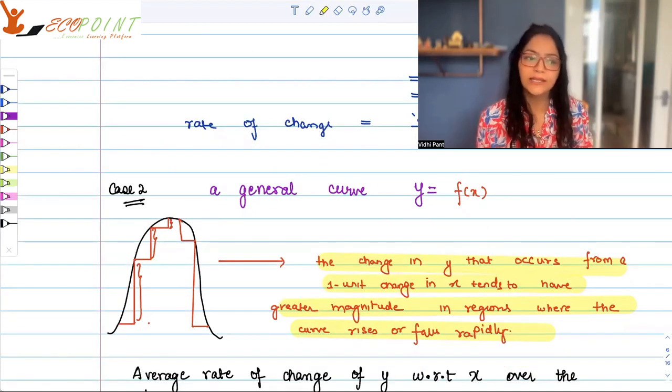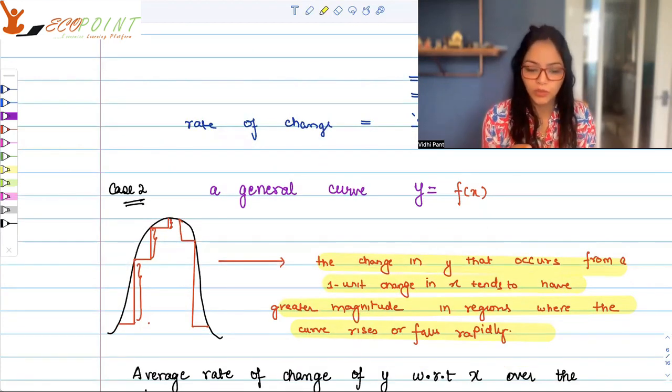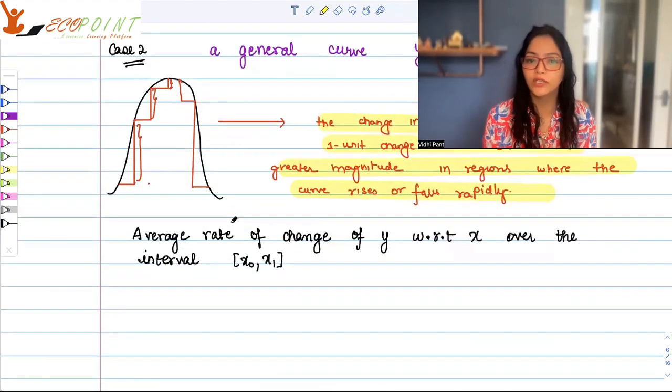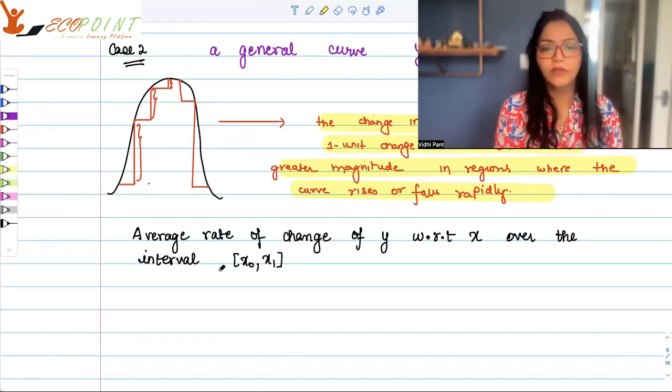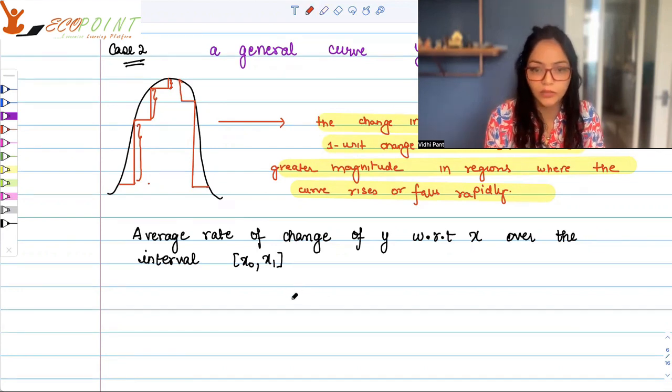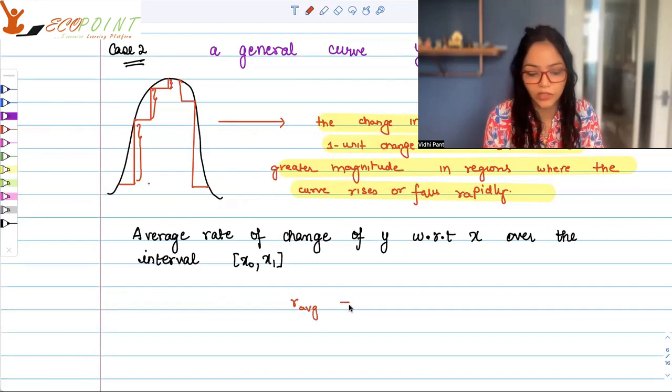So here also, just like what I did in velocity, I differentiated between 2 things: the average rate of change and the instantaneous rate of change. So let's talk about average rate of change here. Average rate of change of y with respect to x over a certain interval. So if you will take an interval and try to see the rate of change of y with respect to x, if I may call it average rate of change, it will be the change that occurs. Say I'm taking x0 to x1.